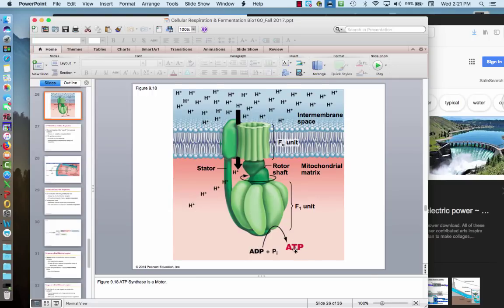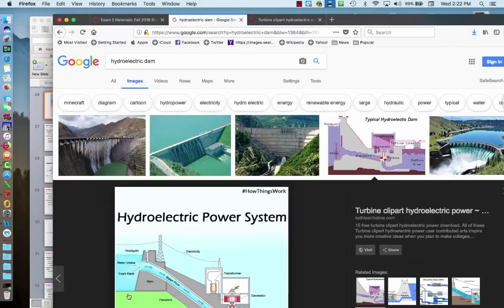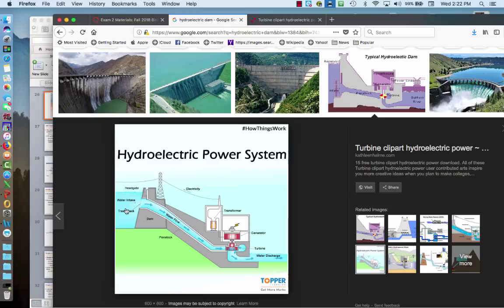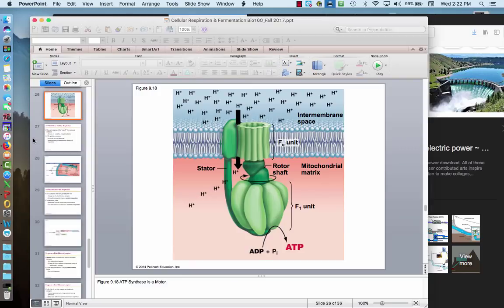And here's the molecule. Of course, I'm making an analogy here. It's not water, it's hydrogen ions. And this isn't a turbine, it's the rotor shaft of ATP synthase. And we're not generating electricity, we're generating ATP. But the point is that what the cell is doing is very similar to what the dam is doing. Transformations: potential to kinetic to now electrical energy. The cell is doing potential to kinetic to potential energy. It's energy transformations here.